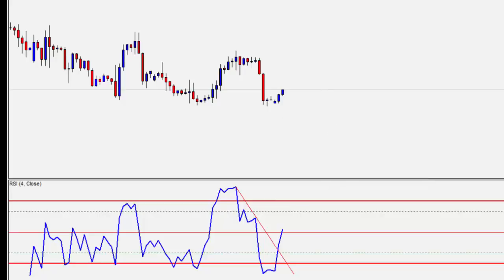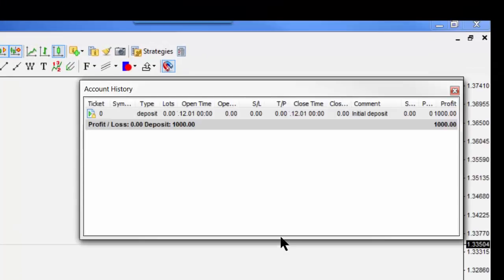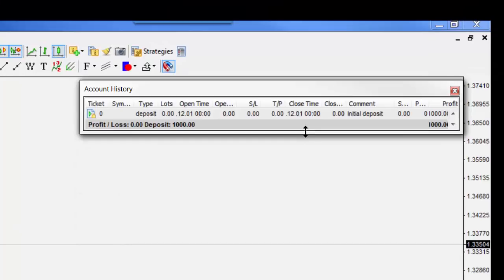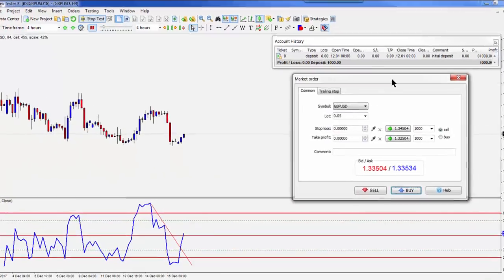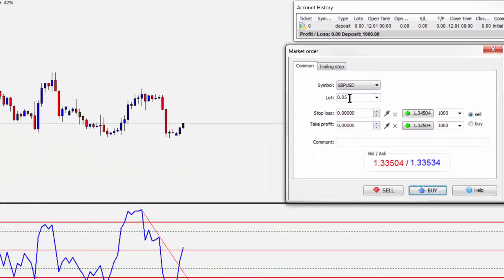Now I have an account open, so let's view that particular account. It's an account with $1,000 in it, and just for simplicity's sake, I'm going to trade half a macro lot per trade. So I'm going to start with an order. So I enter the order. Half a macro lot is 5 micro lots. So there they are loaded in there. And I'm going to put a stop and a target in here.